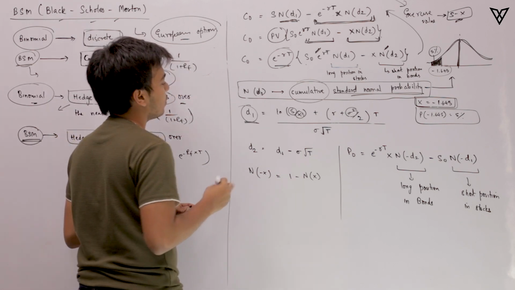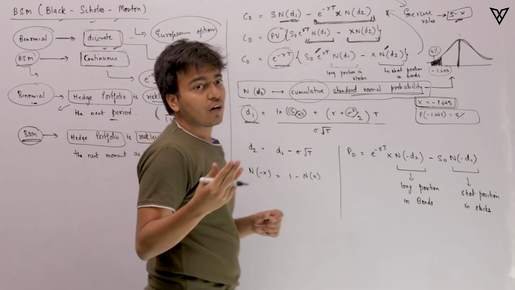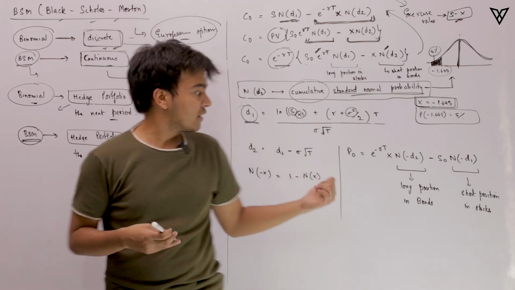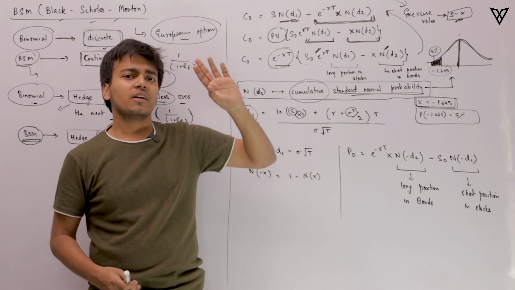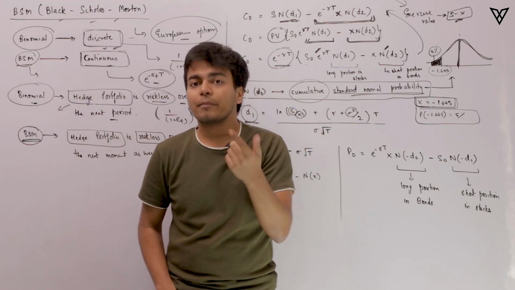Alright, so that is something that you need to understand, that the D1 that we were using so far to figure out how many long positions we need to take in stocks is given by this particular formula. You basically need to relate this with what we did in the case of the binomial model, where we were figuring out the arbitrage profit.